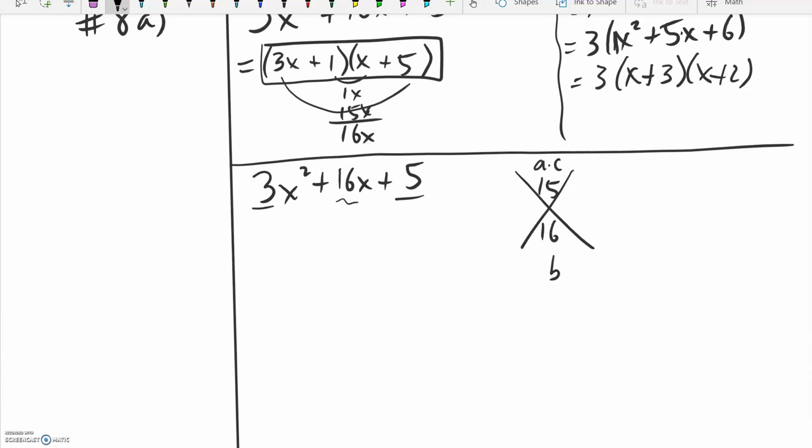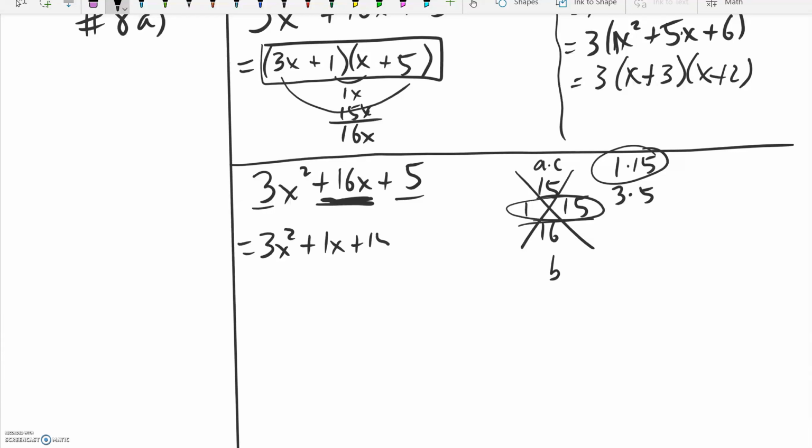So we need numbers that multiply to get 15 and add to get 16. And there are not many options. So these are the only options. Everything's positive, so it's clearly going to be 1 and 15. So what we want to do now is break that bx down in the middle here with the numbers you found over here. Let me say that again. Break the bx down with the numbers you found. So what we'll have is a 3x squared plus a 1x plus a 15x and then plus 5.